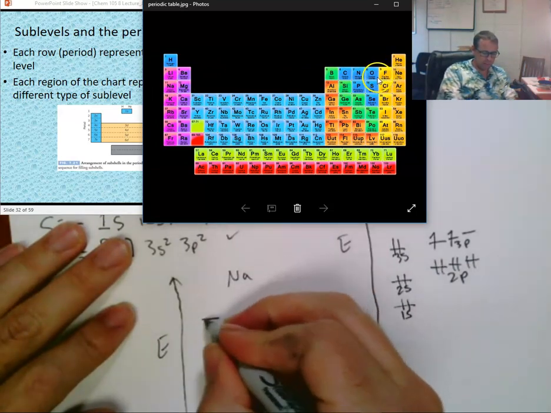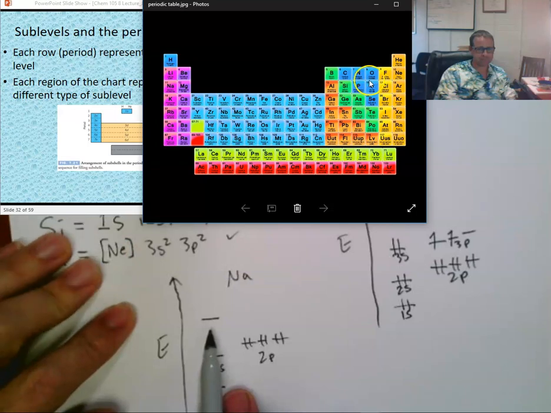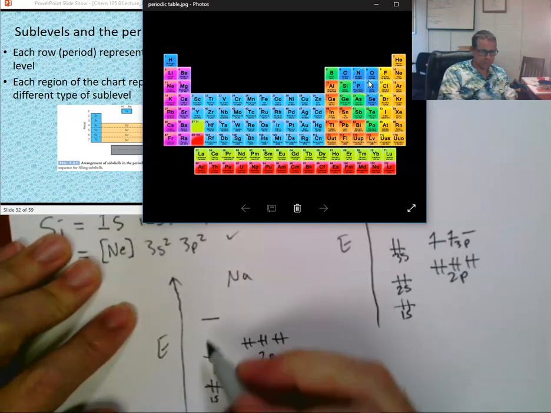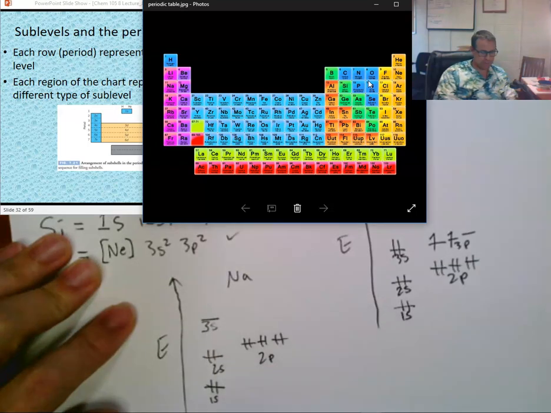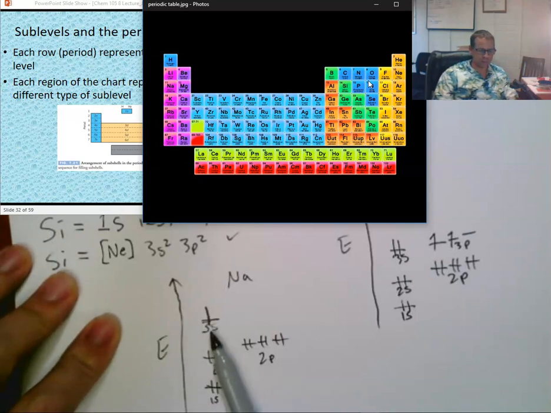And where is that going to be? What subshell is that going to go in? S. And that's right, 3s. And then I have 1 electron. Okay? So, ways to find stability.